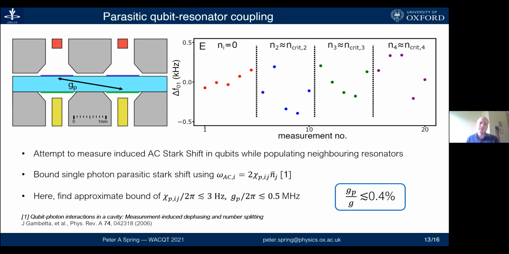And then from that, we can bound parasitic single photon Stark shifts. So here we bound those to about 3 hertz. And then from that, you can immediately follow a bound on the parasitic coupling G. And so we run this again for all permutations of qubits and resonators. And we bound our parasitic Gs to less than 0.4% of our deliberate qubit resonator couplings.